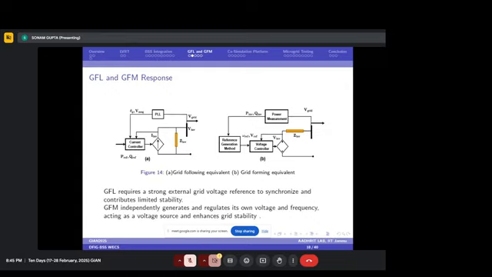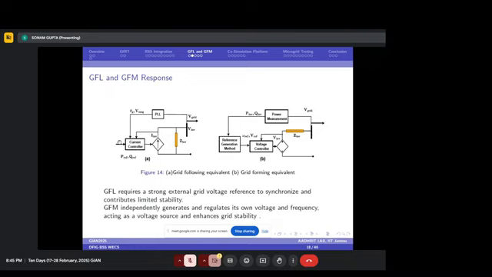Next, we'll talk briefly about the grid following and the grid forming response. Conventionally we follow the grid following response, but right now the futuristic approach is towards the grid forming response. The difference between grid forming and grid following is that grid following basically requires a strong grid, or we can say it requires a phase lock loop to synchronize, and it is also based on current control.